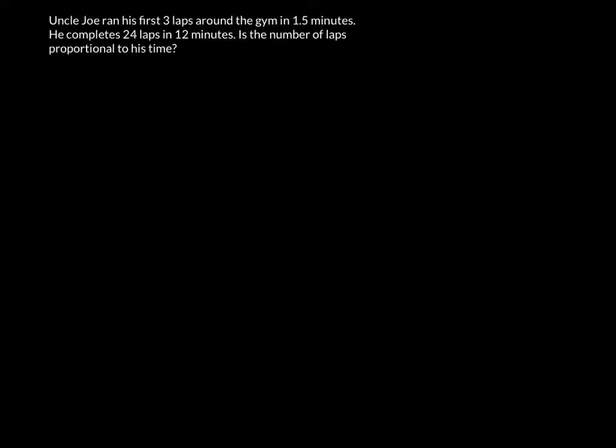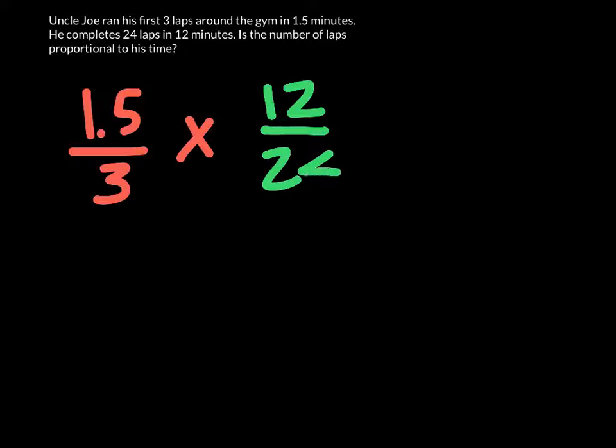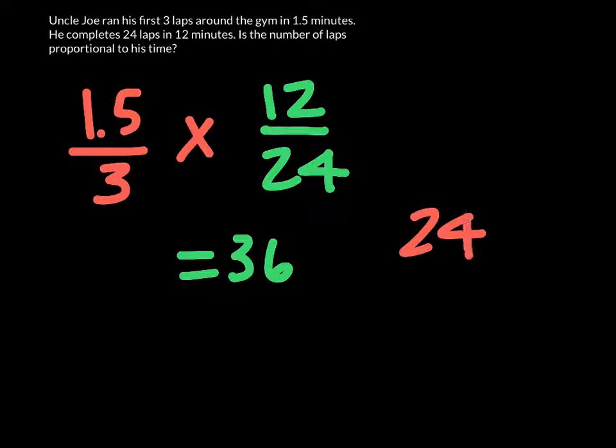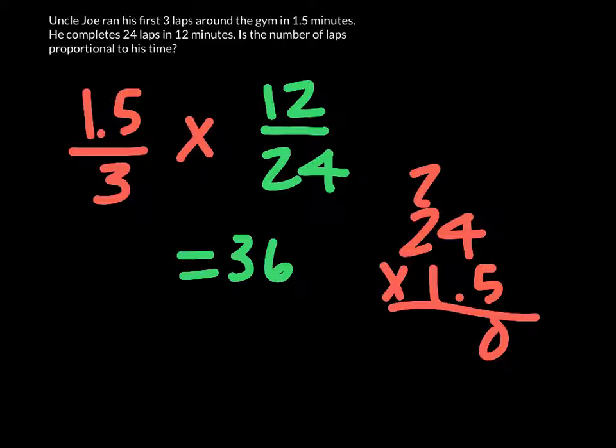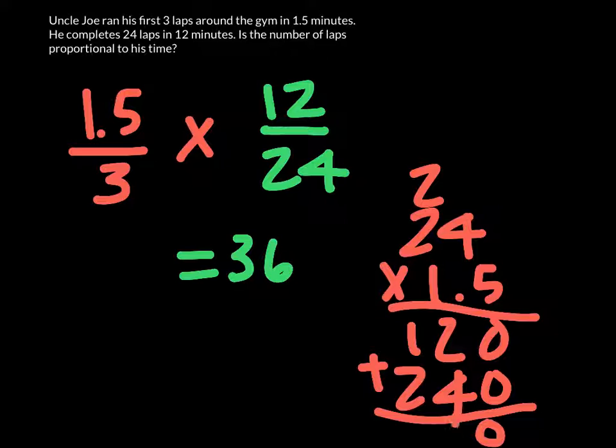So if we have 1.5 over 3 times 12 over 24, this would be 36 equals whatever 24 times 1.5 is, which is 36. Okay, 36 is equal to 36, so these are proportional.